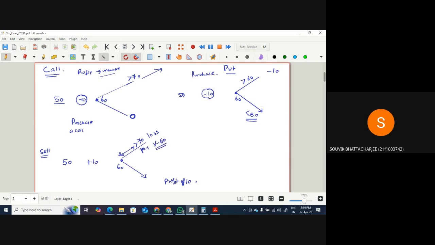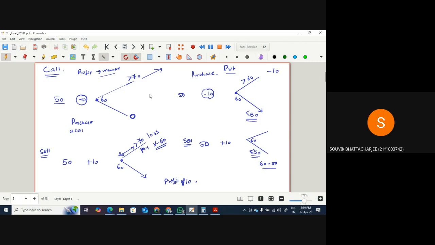And now when I sell a put option, I get 10 rupees. I will pay only when the stock price goes below 60, and to make a profit, the stock price should not go below 50. From 60 to 50, again, I will be at profit. So this is purchasing and selling.